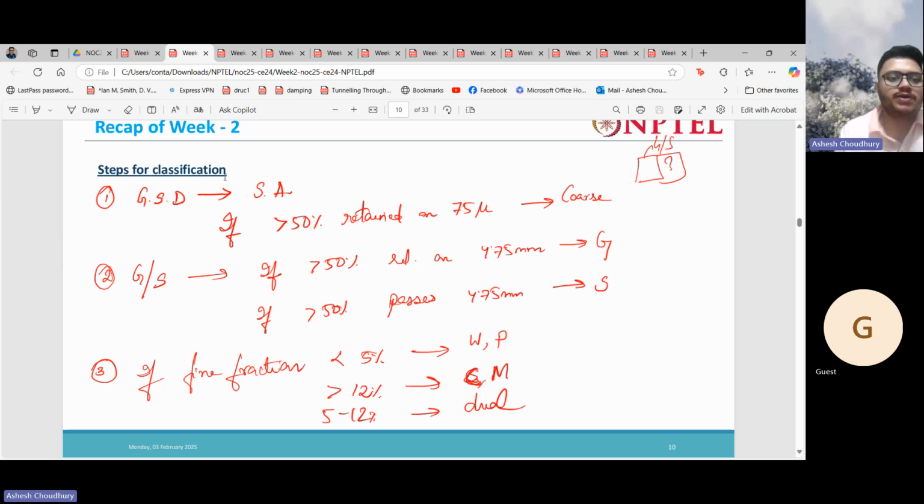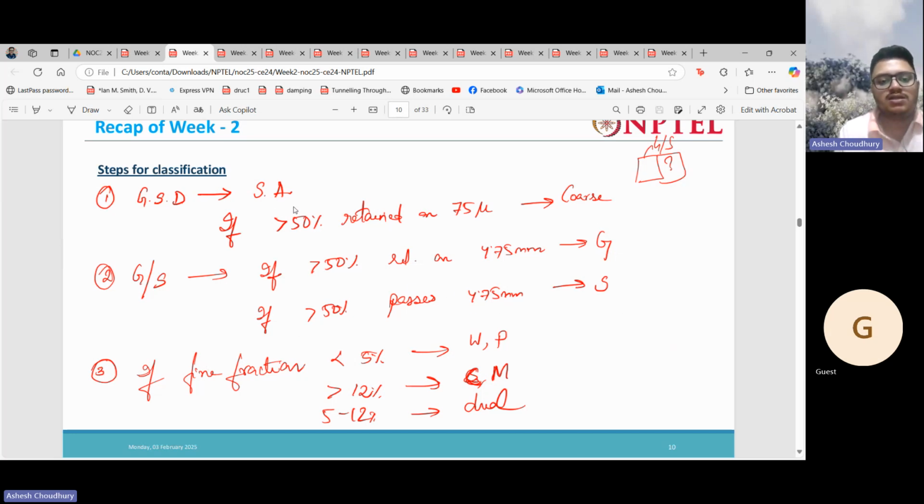Now, steps for classification. First, we do the grain size distribution analysis, using the sieve analysis or hydrometer analysis. If greater than 50% is retained on the 75 micron sieve, then the soil is obviously a coarse soil. If greater than 50% is retained on 4.75 mm, then it's a gravel. If greater than 50% passes 4.75 mm, then it's sand.